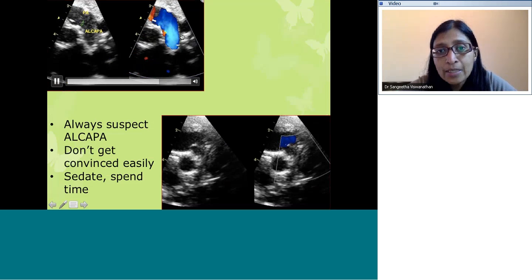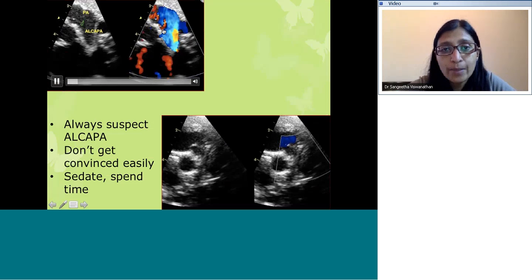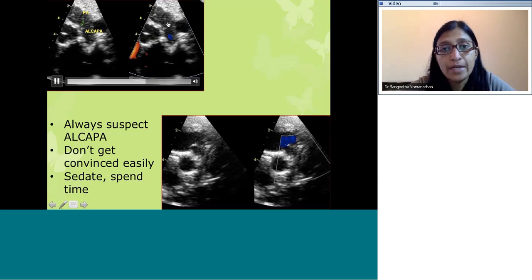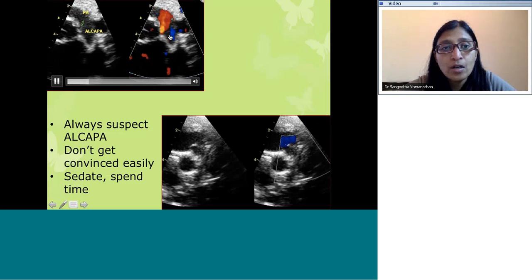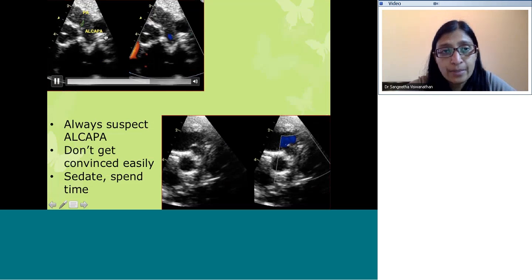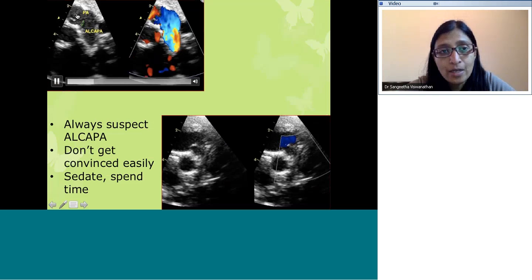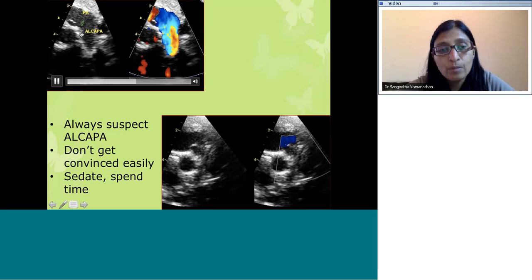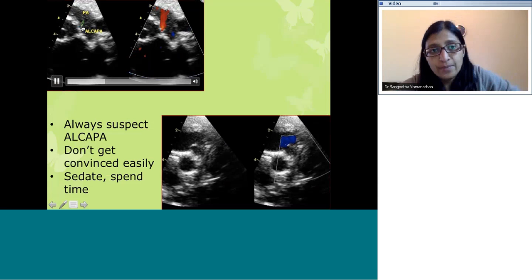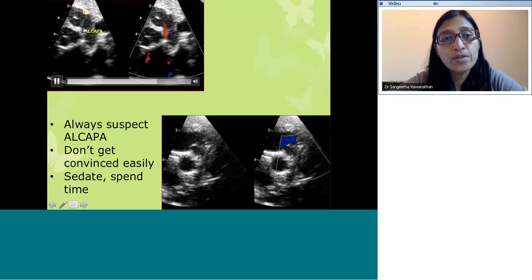But what is happening here is that the coronary is coming quite close to the aortic cusp, but is actually opening into the pulmonary artery. So you see that red flash of color, that is flow into the pulmonary artery. The pulmonary valve is actually further down. It's here, okay? Whereas the opening of the ALCAPA, the anomalous coronary, is more distal.